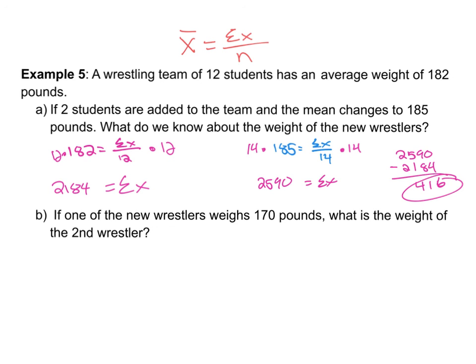Now, that's also going to follow up with question B. If one of the new wrestlers weighs 170 pounds, what is the weight of the second wrestler? So that means if we know the total is 416, the second wrestler would be 246 pounds. All right, so that's it for today.